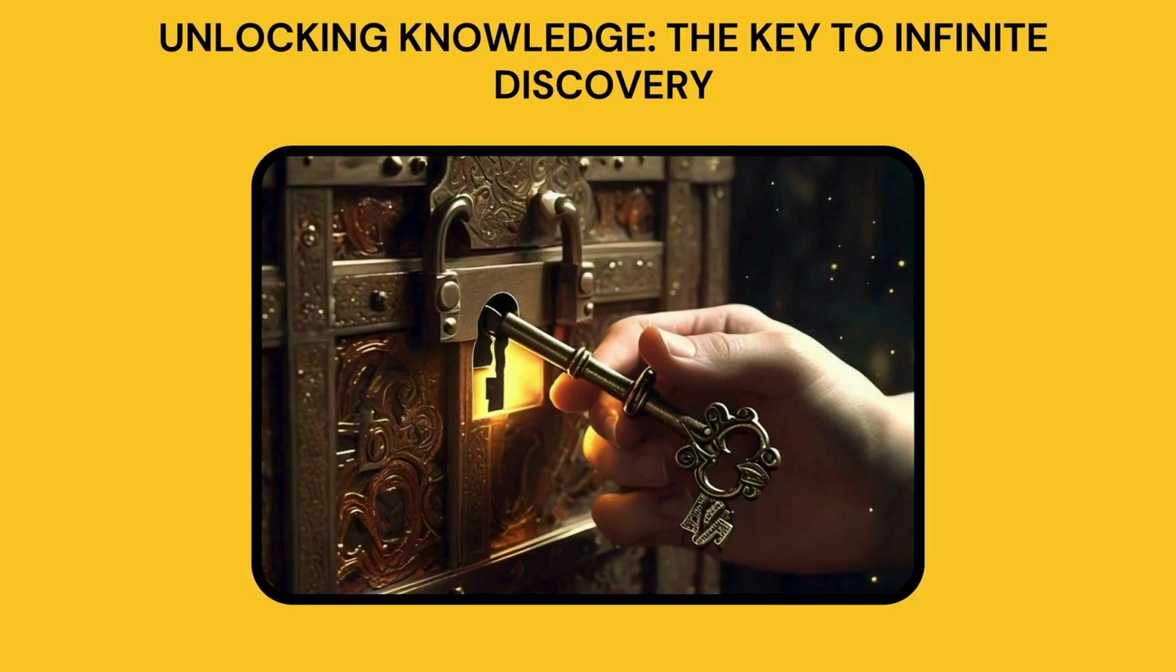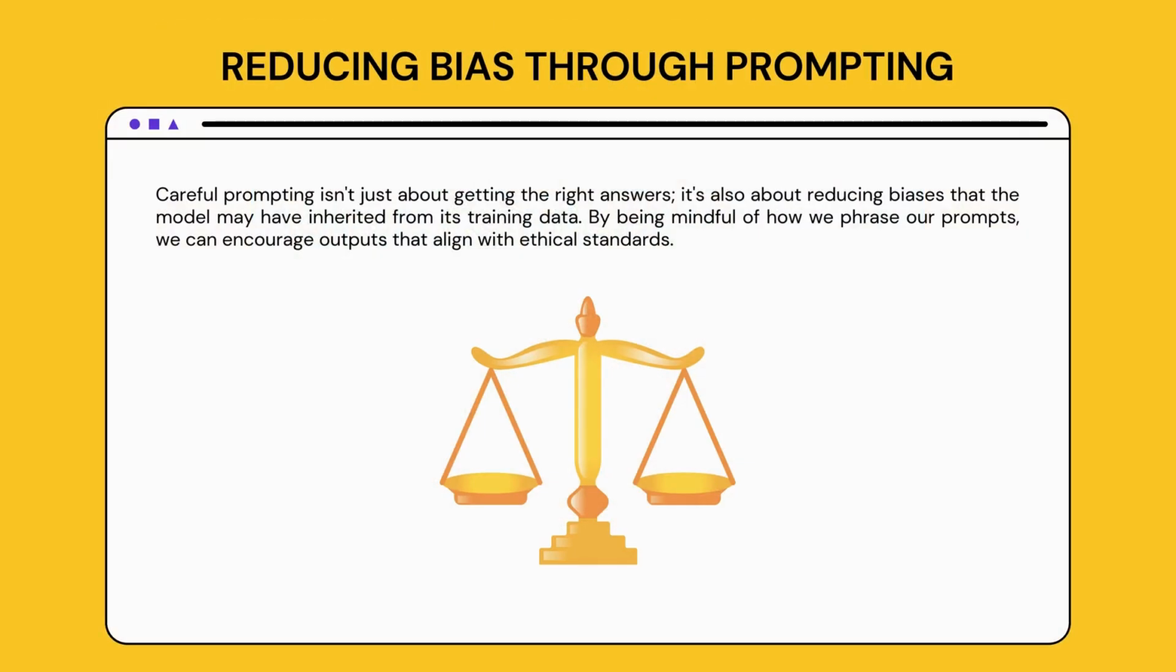Reducing bias through prompting. Careful prompting isn't just about getting the right answers, it's also about reducing biases that the model may have inherited from its training data. By being mindful of how we phrase our prompts, we can encourage outputs that align with ethical standards.